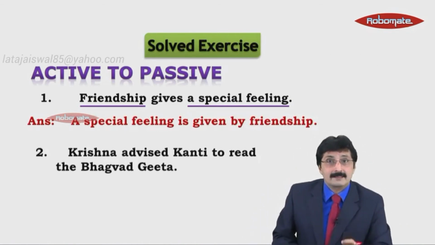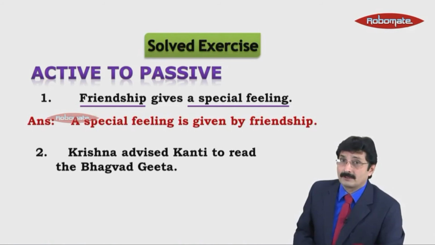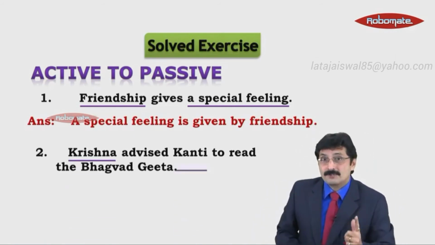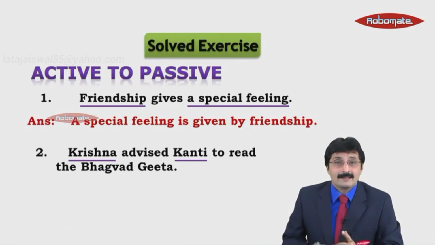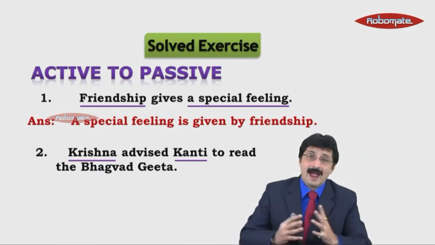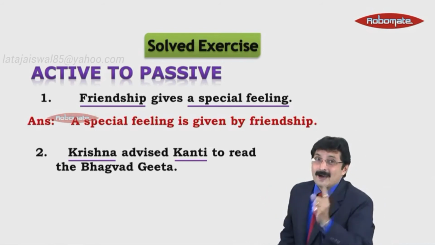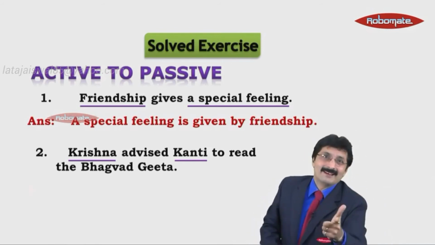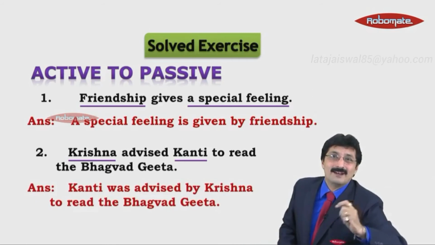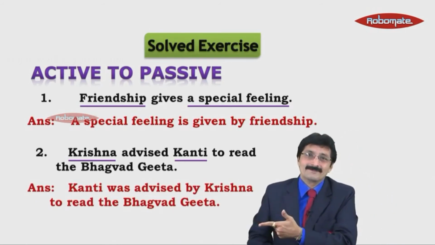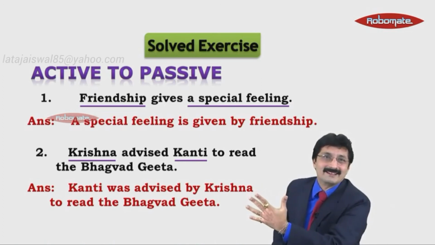Krishna advised Kanti to read the Bhagavad Gita. Subject, Krishna. Object, Kanti. Can you see? The doer and the non-doer, swap them. And advised, past tense inactive, was, were in passive, and that's my answer. Kanti was advised by Krishna to read the Bhagavad Gita.